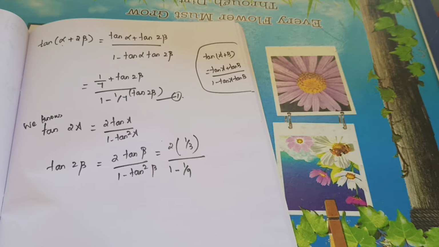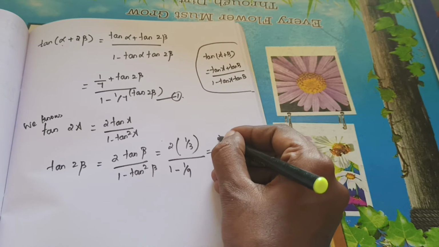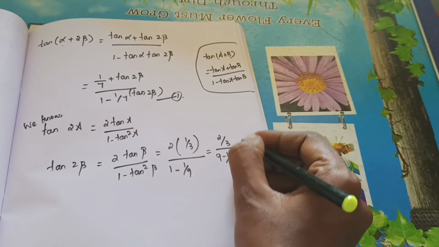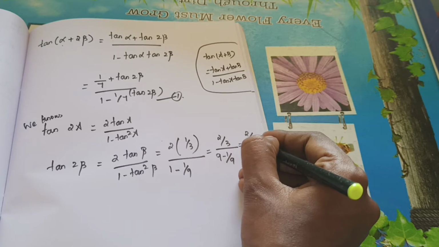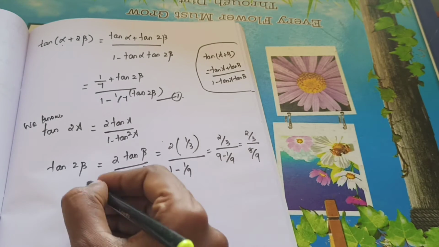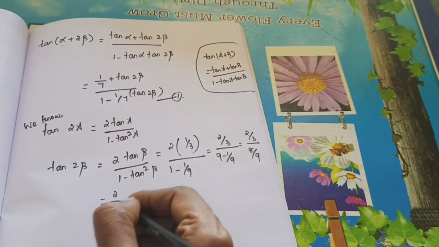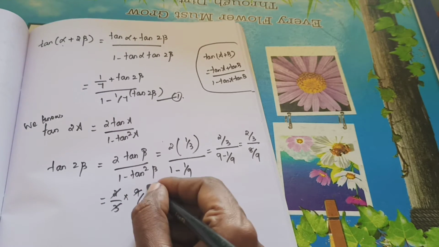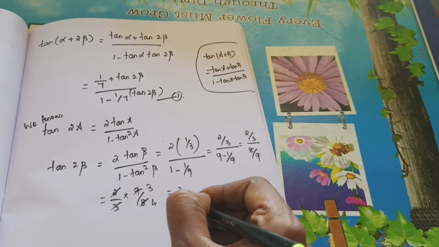1 minus 1 by 9 is equal to 2 by 3. Take the LCM here, 9 minus 1 by 9. That's equal to 2 by 3 divided by 8 by 9. Bring the reciprocal, 2 by 3 into 9 by 8. So if we cancel, here it will be 4, here it will be 3. So what's the value? 3 by 4.